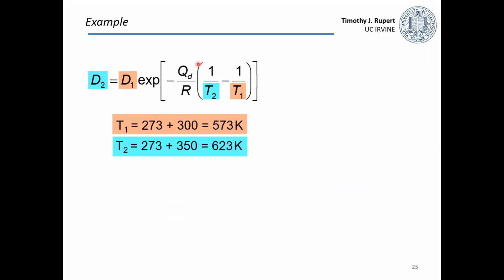We can start plugging in some numbers. One thing I want to point out is that we're plugging in temperatures here, so we again have to remember to use the absolute temperature. I said that the temperatures were 300 and 350 degrees C. Degrees C doesn't work here. If I plug that in, I'm going to get the wrong answer. What I need to do is put this in terms of Kelvin.